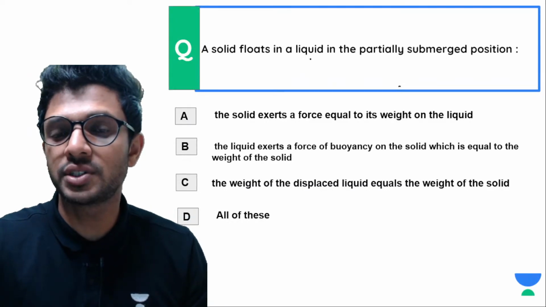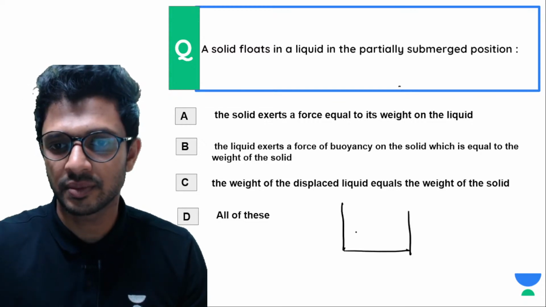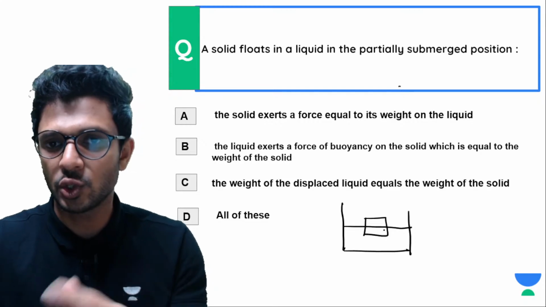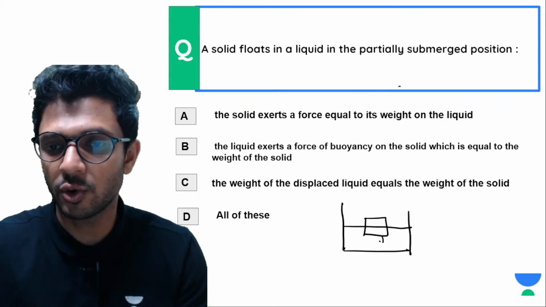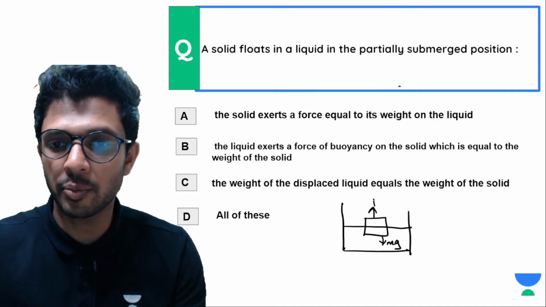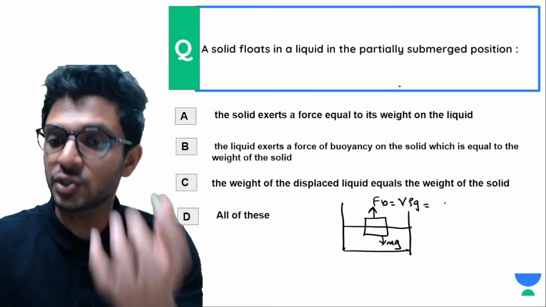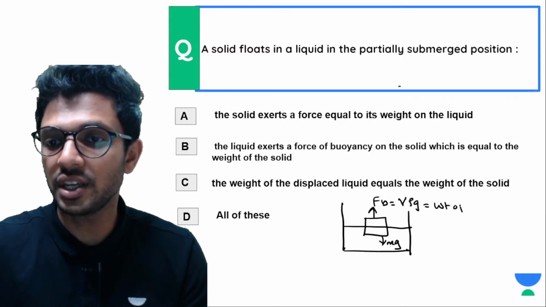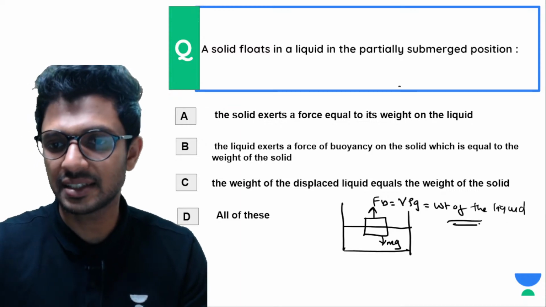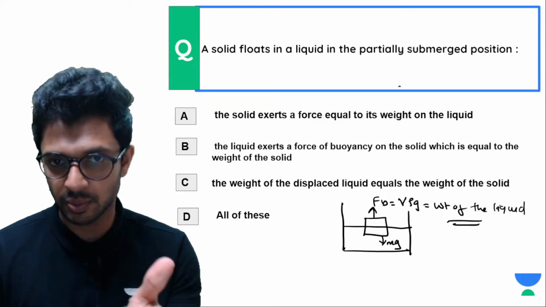A solid floats in a liquid in the partially submerged position. This is liquid, right? We have a solid. So if it is submerged and if it is floating, we know the downward force of mg is equal to the upward buoyant force, which is equal to V rho g. This is also equal to the weight of the liquid displaced, right? We all know this from the concept of Archimedes principle.